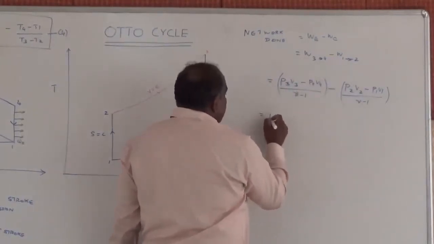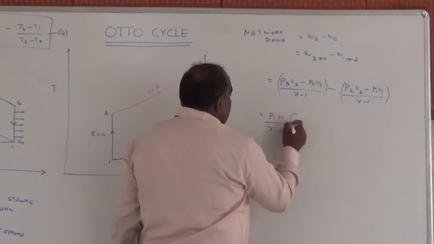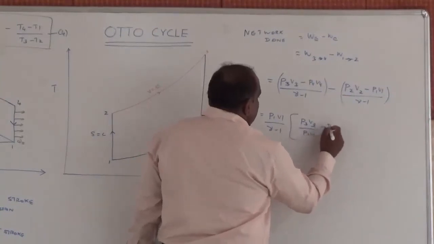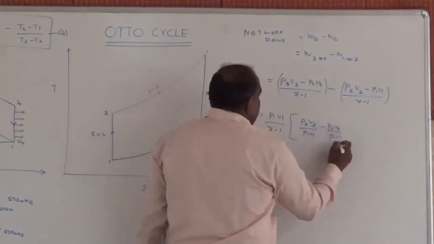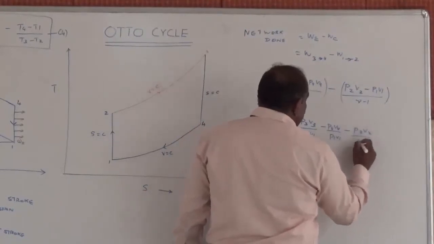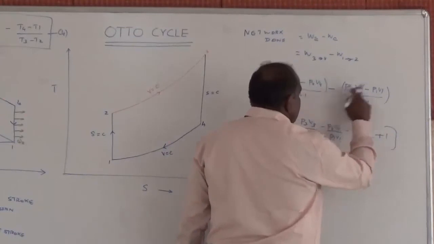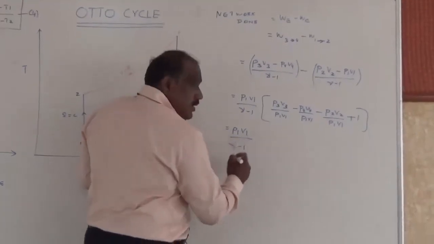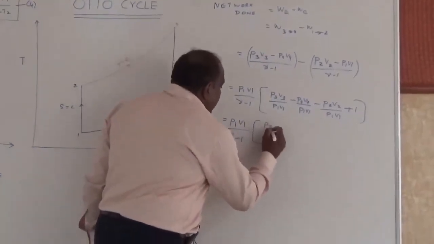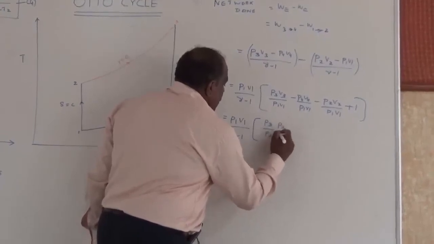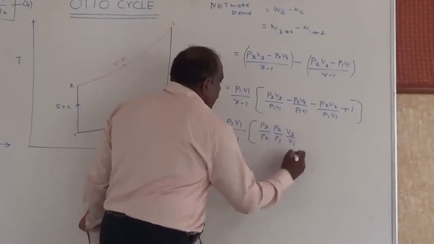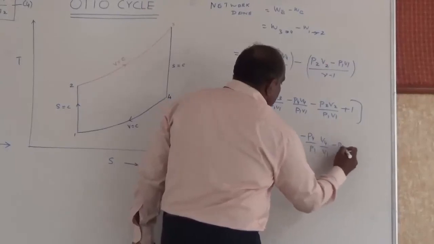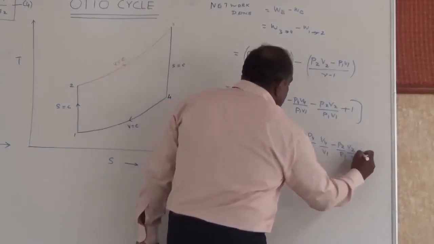From this term, I can take P1 V1 by gamma minus 1 as a common term from all the 4 terms. So the remaining will be P3 V3 by P1 V1 minus P4 V4 by P1 V1 minus P2 V2 by P1 V1 plus 1. Because this minus into minus will become plus 1. Now I will simplify further. P1 V1 by gamma minus 1 into, I am going to multiply and divide by P2, so the answer will not be very much changed. So P2 by P1 into V3 by V1 minus P4 by P1 into V4 by V1 minus P2 by P1 and V2 by V1 plus 1.